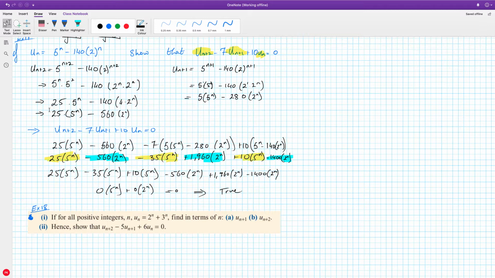Same as the last time. Un is either 2 to the power n plus 3 to the power n. Figure out what Un plus 1 is and Un plus 2. So that's what I did up there. Un plus 2 and Un plus 1. That's all I just need to do first. Figure out what Un plus 1 is and figure out what Un plus 2 is. This one's slightly easier. And then worry about your equation.